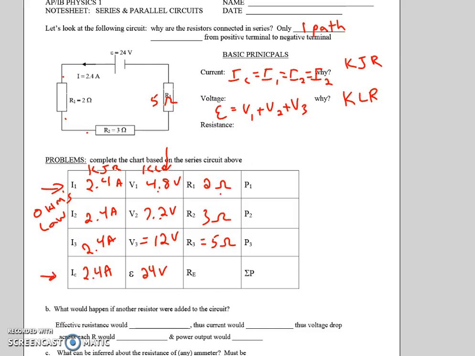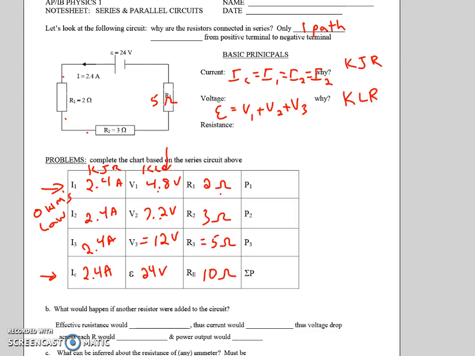Well, let's see. If I've got 2.4 amps in a circuit for 24 volts, then my effective resistance is the overall resistance that the circuit feels. I don't want to use the word total resistance for reasons we'll talk about later. So we'll call it effective resistance. Well, by applying Ohm's law, voltage divided by current gives me 10 ohms.